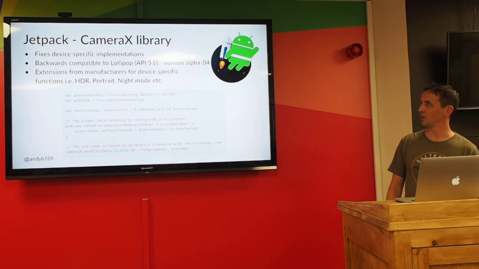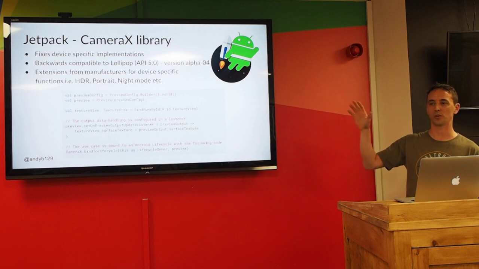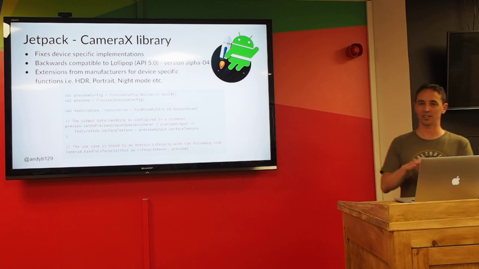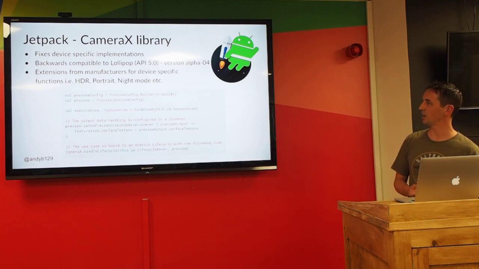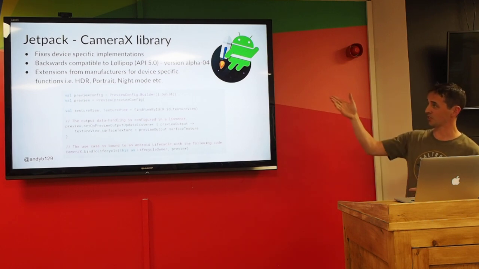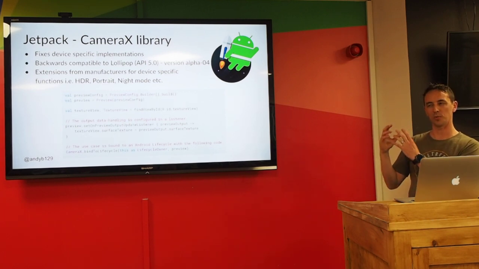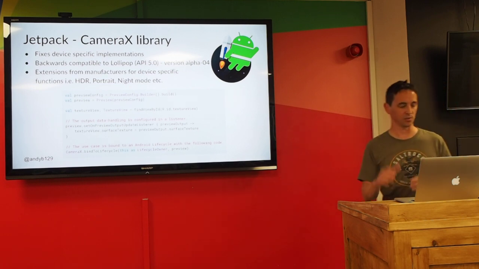But the difference with this implementation is they've gone out to manufacturers and tested this on real devices, because there always used to be edge cases where you'd get Samsung and it wouldn't rotate correctly and the preview wouldn't work. So this is much more fully featured. There are even extensions from manufacturers, so things like night mode and HDR, which are sort of Google Pixel features. You can intercept the images that are coming in the API and manipulate them and analyze them, so it's amazing.